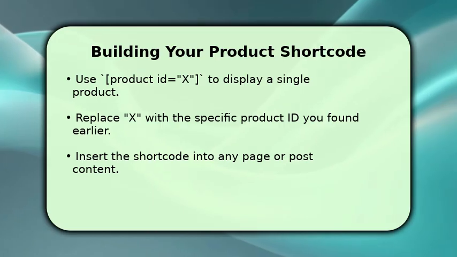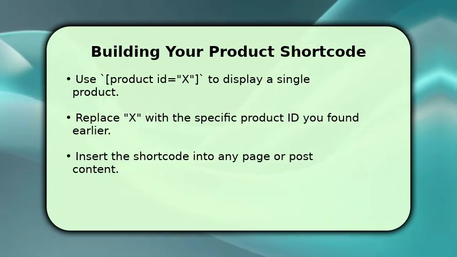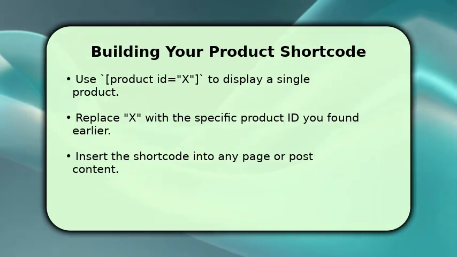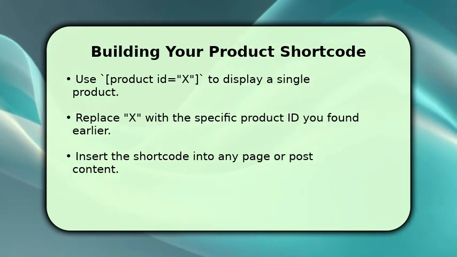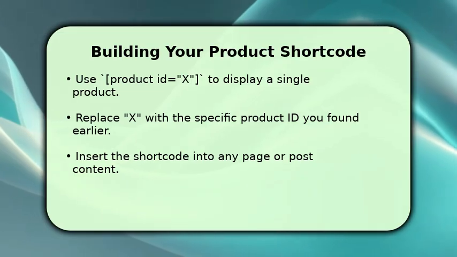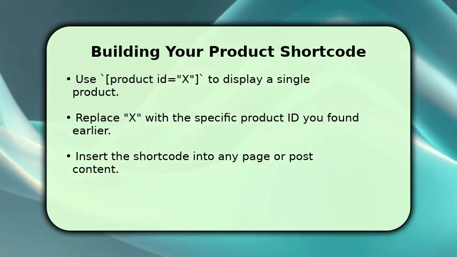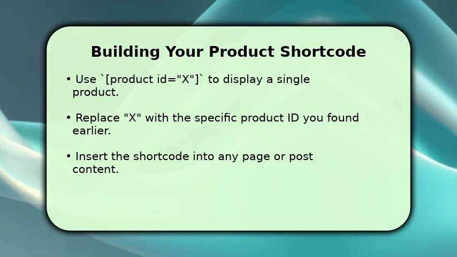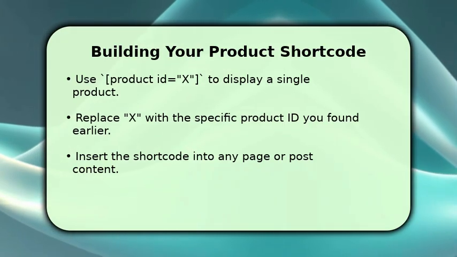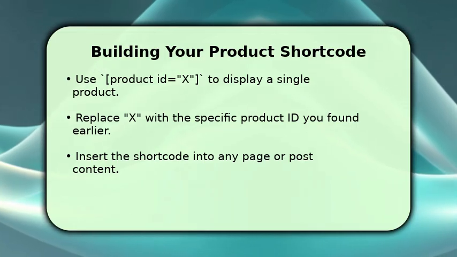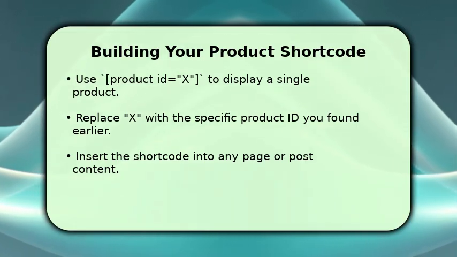Once you have your product ID, constructing the shortcode is straightforward. The basic format for displaying a single product is product ID equals X, where X is the numerical ID you just located. For example, if your product ID is 123, your shortcode would be product ID equals 123. Simply paste this shortcode into any page, post, or widget area where you want the product to appear. WordPress will then render the product details automatically.